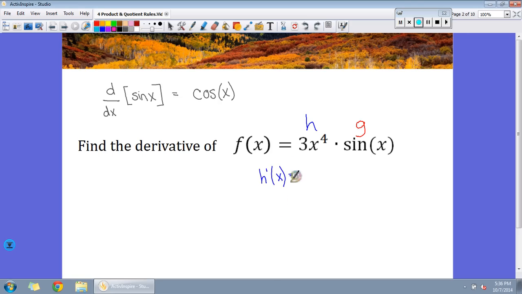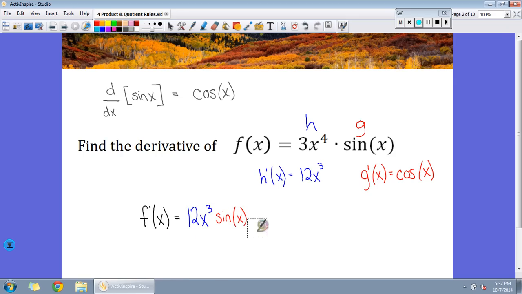we're going to take the derivative of the h part using the power rule, where you bring the exponent down and multiply it by 3 to get 12, and subtract 1 from the exponent to get 3. And then we're also going to take the derivative of g of x. The derivative of sine x, as I've already said, is cosine x. Now we're going to use that product rule. So we're going to do the derivative of h times g of x plus h of x times the derivative of g.